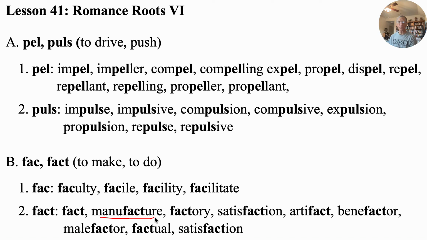Then we have manufacture, and this manu has the idea of doing something with your hands. Manual, like manual labor. That's something you do with your hands instead of a machine. So manufacture used to be something that was made by hand. Nowadays it's just something made by man. And then we have a factory, and a factory is where you manufacture things.